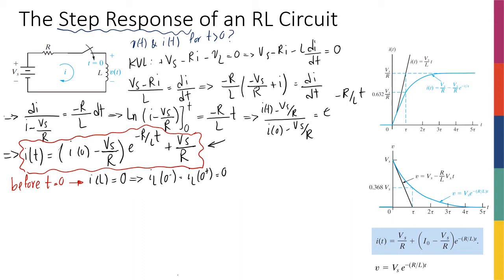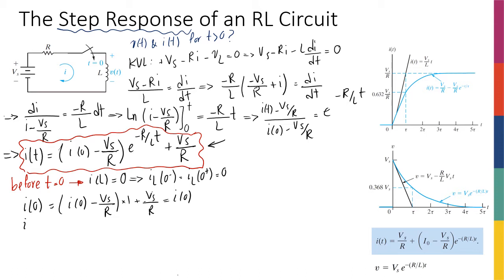So what would be I at 0? It's going to be I0 minus Vs over R times e to the power of 0, which is 1, plus Vs over R. Vs over R and negative Vs over R cancel. I'm going to get I0. Not a lot of surprises. I at 0 is going to be the initial condition, right?